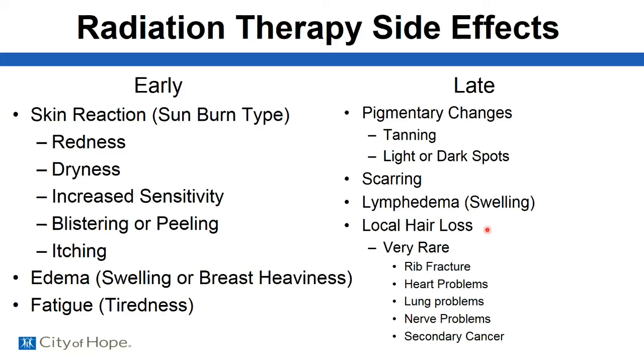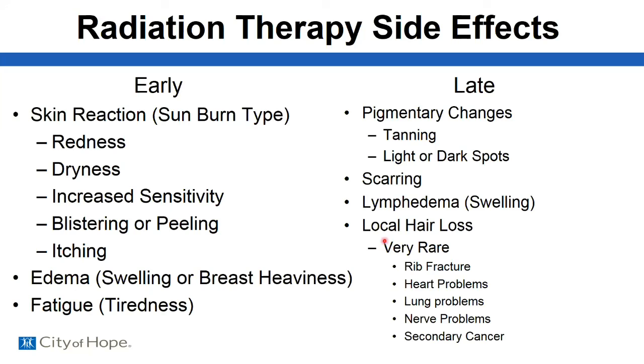Some of the other late side effects of radiation, there can be local hair loss. Again, we're not like chemotherapy, so we're the local guys only. So if it's not in the area that we're treating, it's not going to happen. That's what I like to say. So there's not going to be hair loss on the head unless we're treating in the head or brain area.